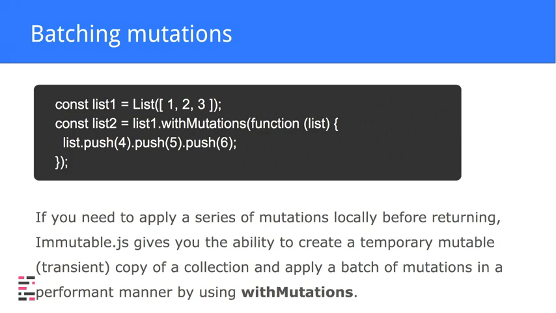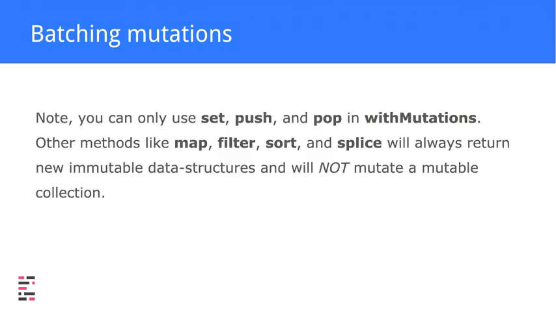I see a lot of confused faces. Any questions there? It might be best that we hold questions to the end because we've gone quite a bit over. Oh, all right. Last slide, I think. You can use set, push, and pop with mutations, but other methods like map, filter, sort, and splice will create new collections, so don't use them.